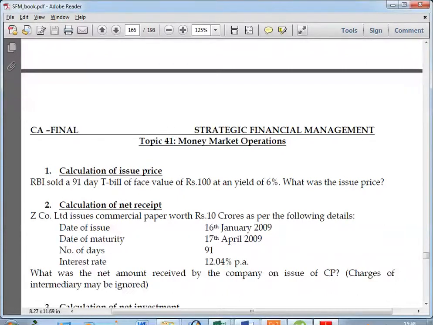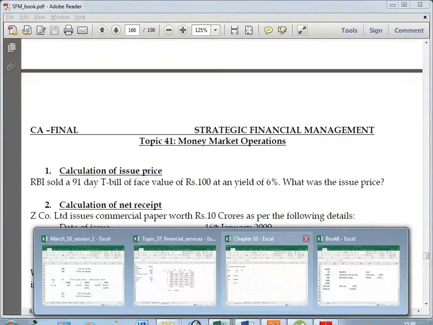Now, as far as money market operations are concerned, the term money market refers to the market for short-term instruments. There are a variety of short-term instruments in the market: commercial paper, certificate of deposit, repo instrument, reverse repo instrument. Basically, with these instruments, what they will be asking us to calculate is the effective rate of interest or the issue price.